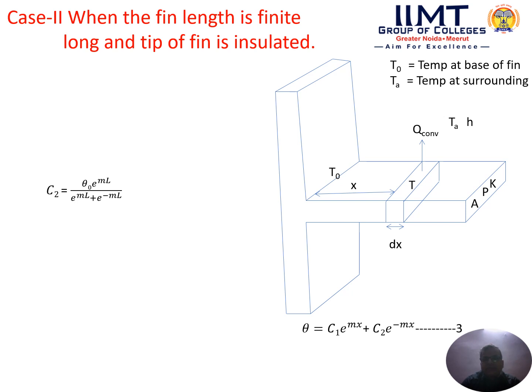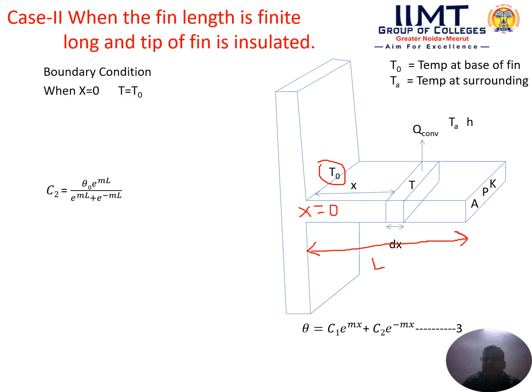First we have to find the minimum two boundary conditions. Here again at x is equal to 0. Here the length of the fin is finite, it is not infinite. Let us assume the length of the fin is capital L. At x is equal to 0 we are at the base, so we have the temperature of the base, T naught. The first boundary condition is: at x is equal to 0, T is equal to T naught, and theta is equal to theta naught.